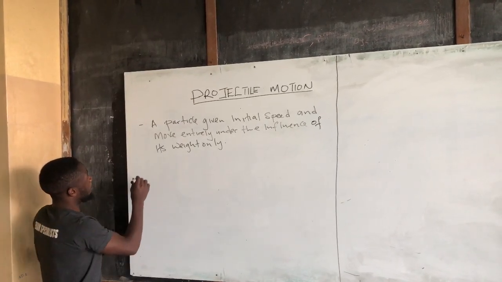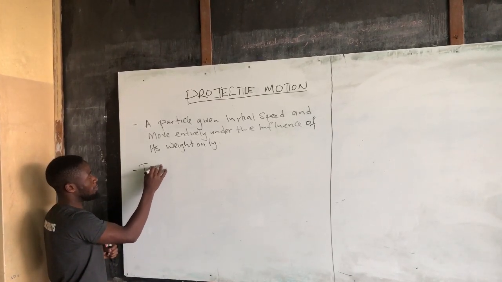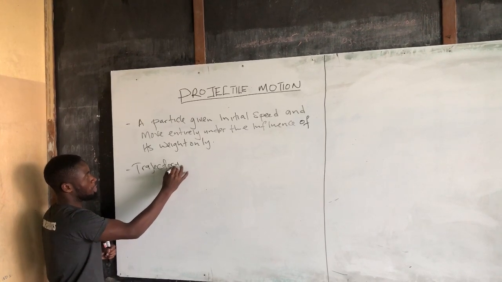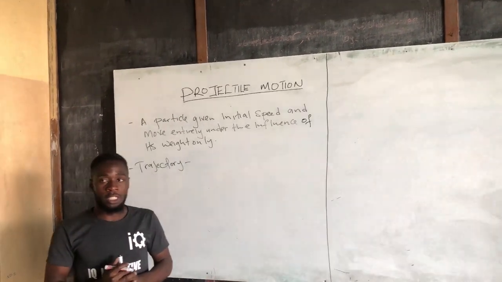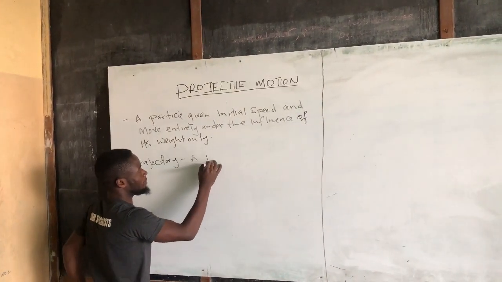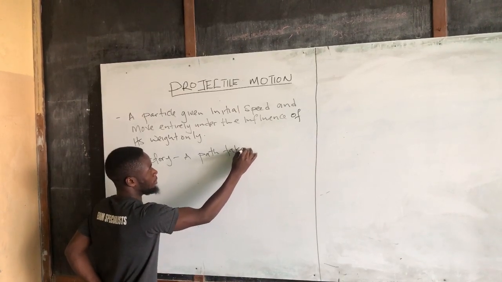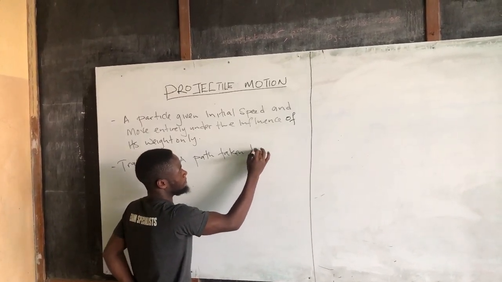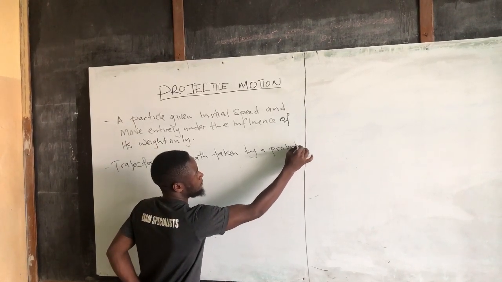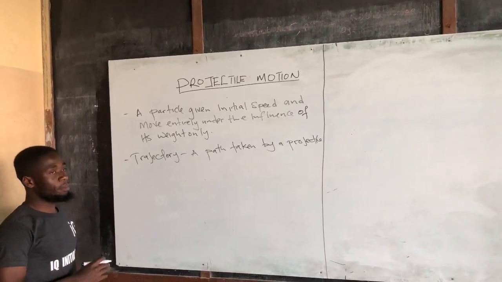So here, let's talk about what a trajectory is. A trajectory is just a path taken by a projectile. So a path taken by what? A projectile. So a trajectory is just a path taken by a projectile.